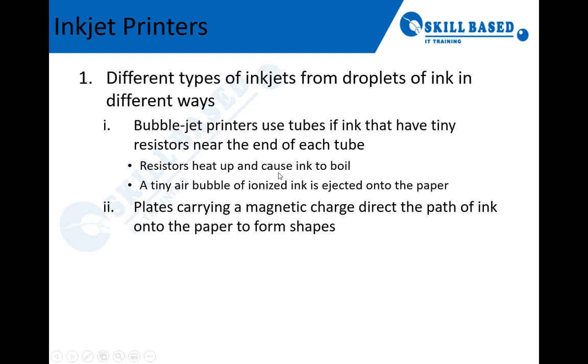Another type of inkjet printer uses plates carrying a magnetic charge to direct the path of the ink onto the paper to form shapes. So it continuously fires droplets. After they are fired, they apply the magnetic charge onto each of the ink droplets. Some of the ink that does not receive a charge will be returned.